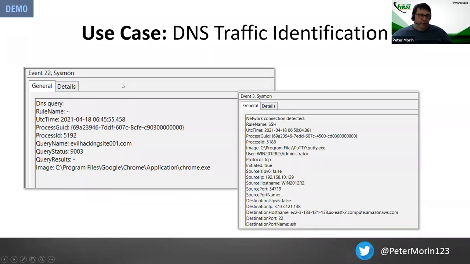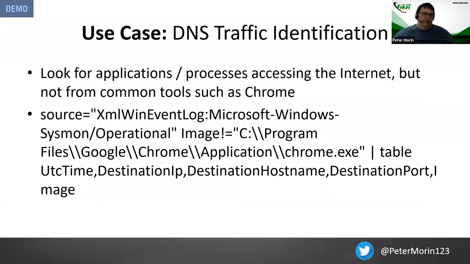Yes, I could look at it through event 22 logs, but I can also look at it, if networking is turned on, through event 3 logs, pulling the destination host name field or destination IP out of there, right? So right here, if I see somebody using PuTTY or I see anything under port SSH from a server, that might seem like something out of the ordinary. It allows me to look for applications or processes accessing the internet. But let's say I don't want to look for something as common as Chrome. Let's say I want to find all of the access to the internet, maybe on port 80, but I want to single out anything that's Chrome.